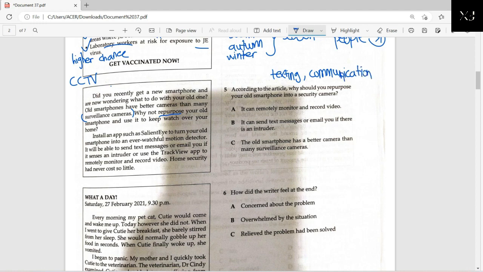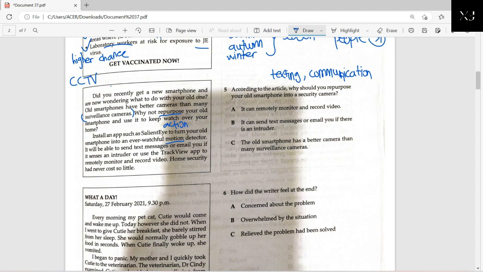Okay, purposes. So now you have changed to a new smartphone, so you reuse your old smartphone for something else. That's what repurpose means. Install an app such as the Salient Eye to turn your old smartphone into an ever watchful motion detector. So what's a motion detector? Motion means action. You know how some people in their houses put a camera to watch over their pets, and sometimes these cameras are motion detectors. So when the pet walks past, it will immediately send a notification to the owner through the app. So that's what a motion detector is.